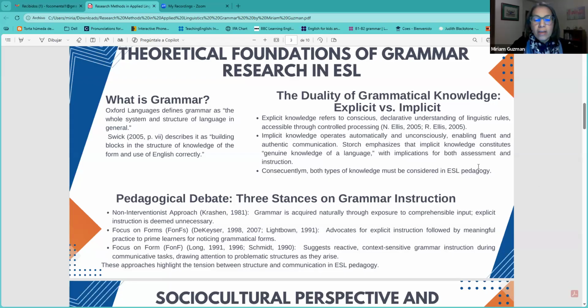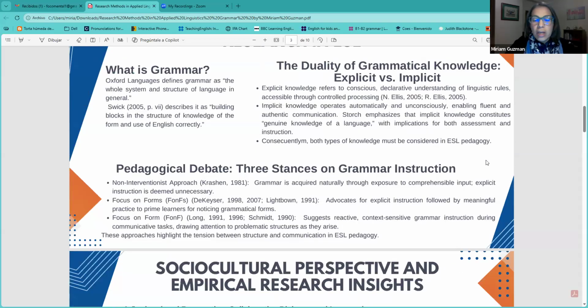Now let's turn to the pedagogical debate. There are three major stances. On the one hand, we have the no-interventionist approach, which holds that grammar is acquired naturally through exposure to comprehensible input. Explicit instruction is deemed unnecessary. This is by Krashen in 1981.